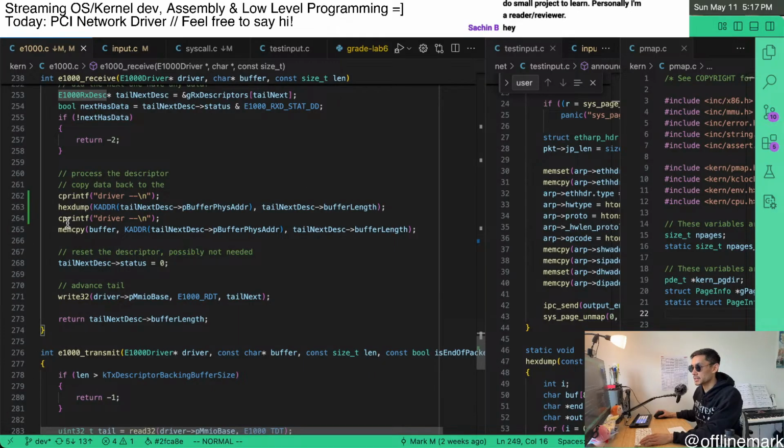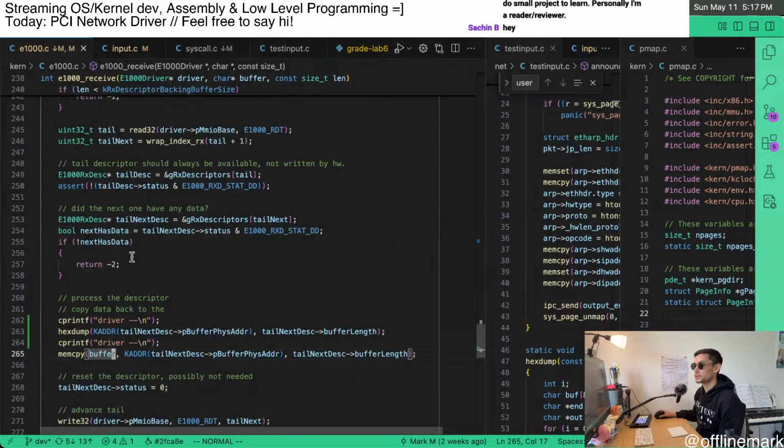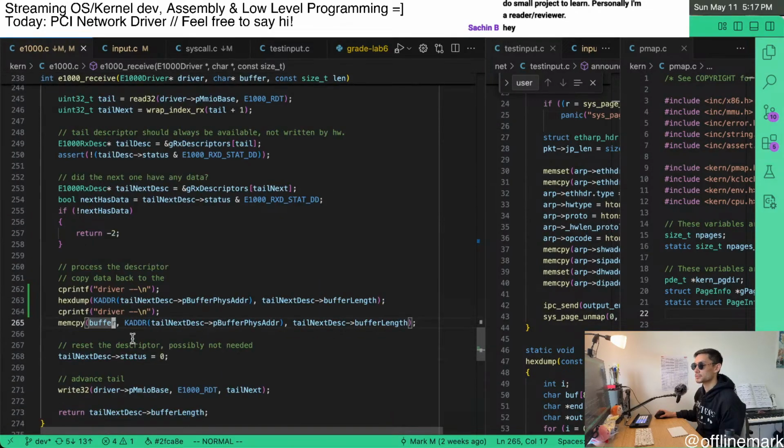Here we see the raw data. We memcpy it into the buffer provided to us, right? User space passes a buffer that we're supposed to write into.